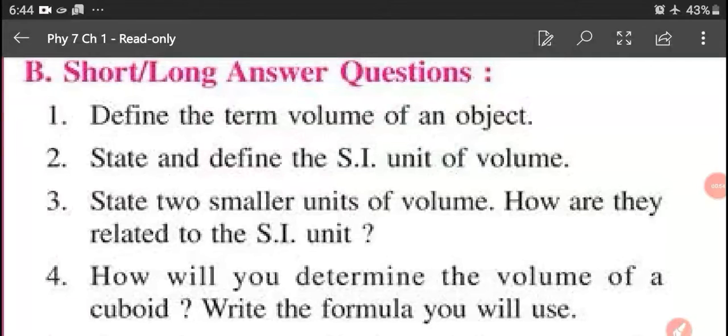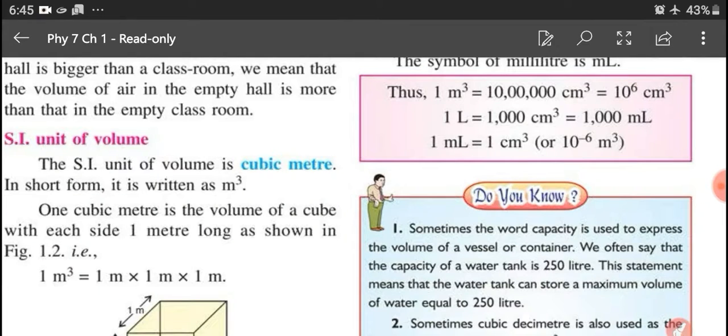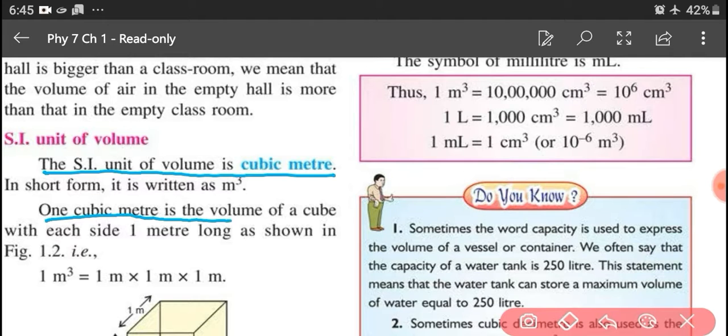Our second question is, state and define the SI unit of volume. Please take out page number 3, heading SI unit of volume. Please mark the answer. The SI unit of volume is cubic meter. 1 cubic meter is the volume of a cube with each side 1 meter long.